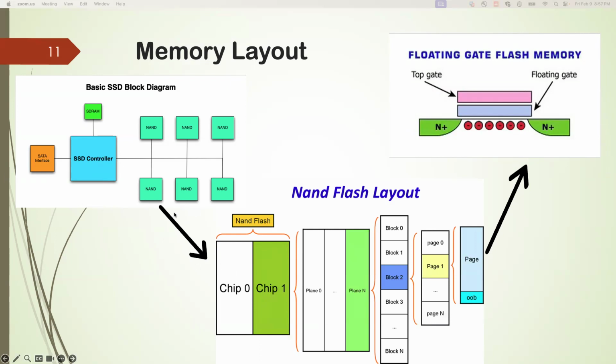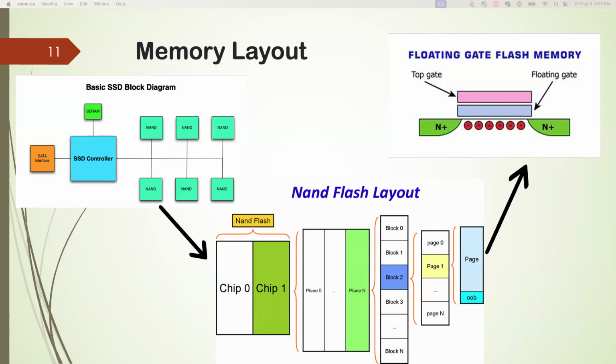If we zoom into individual NAND drives, there's a complete structure over there as well. You can see one NAND drive has multiple chips, and in one chip we have multiple planes. So we have plane 1, 2, 3, 4 till n. Then we have further organization, where each of these planes is organized into different blocks, and the blocks are further organized into pages.